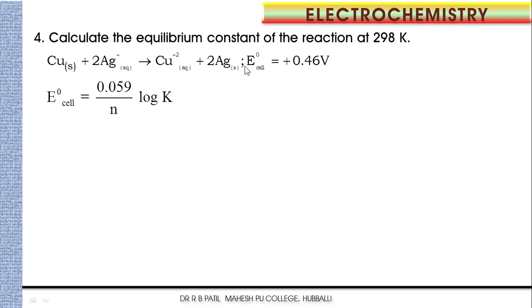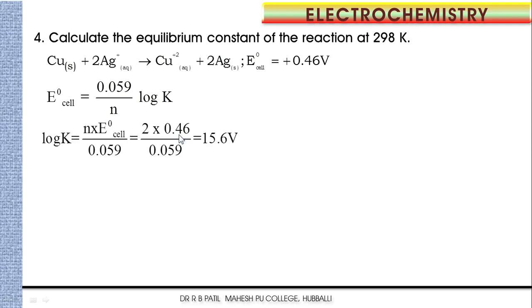What is E naught cell? They have directly given 0.46 volt. Let us substitute those values. Okay, before that, log K is equal to what? n into E naught cell divided by 0.0591. Okay, so n equal to 2, 0.46 divided by 0.059. So when I solve, I end with 15.6.